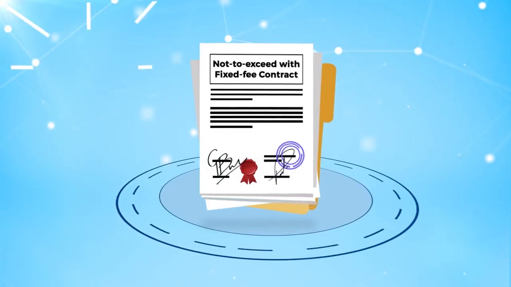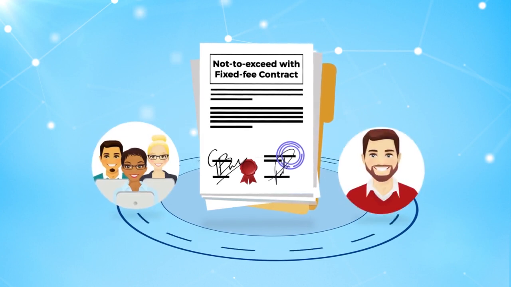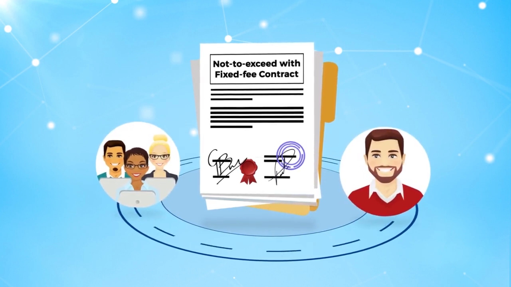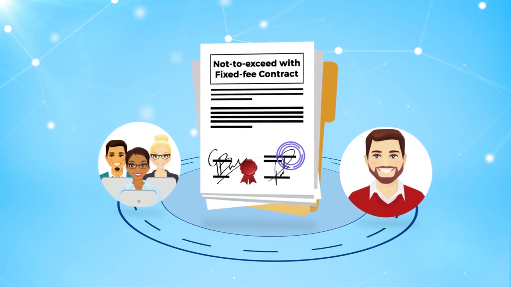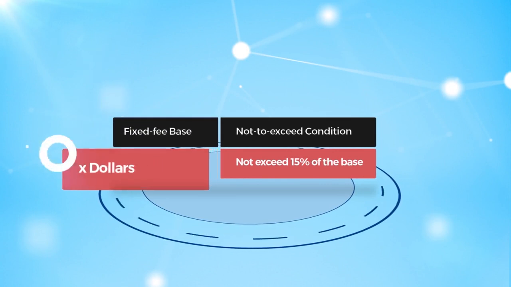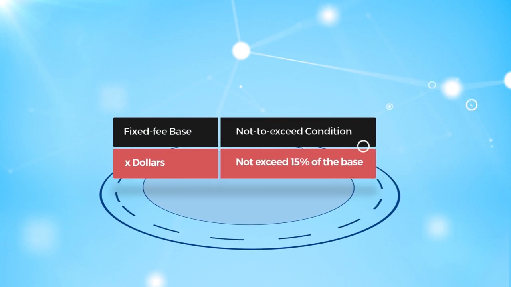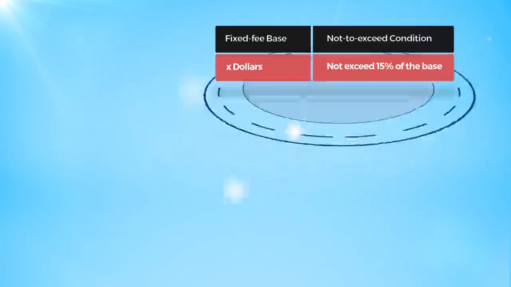A not-to-exceed with fixed-fee contract can protect both the development team and the customer. It's made up of a fixed-fee base as well as a not-to-exceed condition. So it may be, for example, that our fixed fee base for this project is X dollars, and then the not-to-exceed condition is we will not exceed 15% of that base.